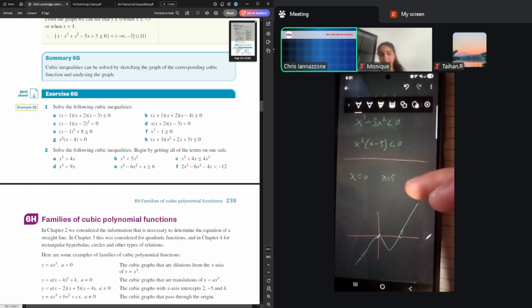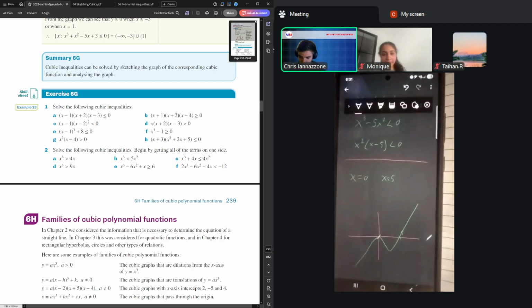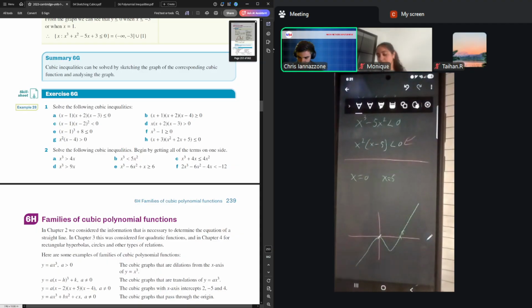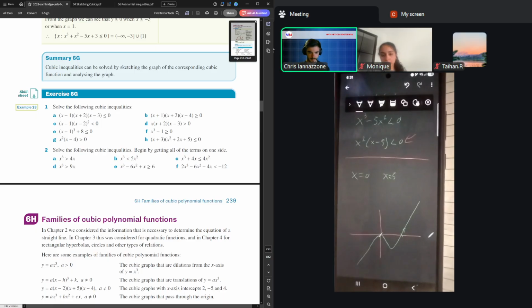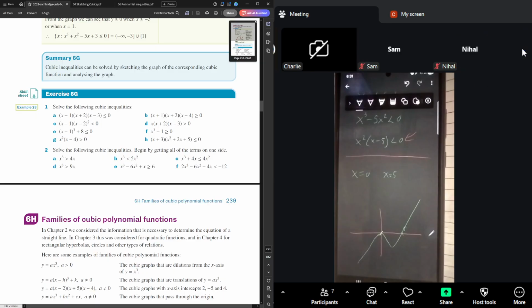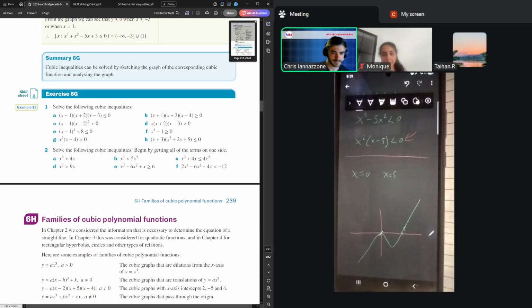Now, that does help us a lot, but the question didn't say sketch. The question said solve this. So how do we now interpret our results? I guess you look for what values of x have y's above 0. Below 0 for this one. Oh, sorry, below 0. Yeah, same idea. So what's that going to end up being? Between 0 and 5. 0 to 5 is one set, yeah?